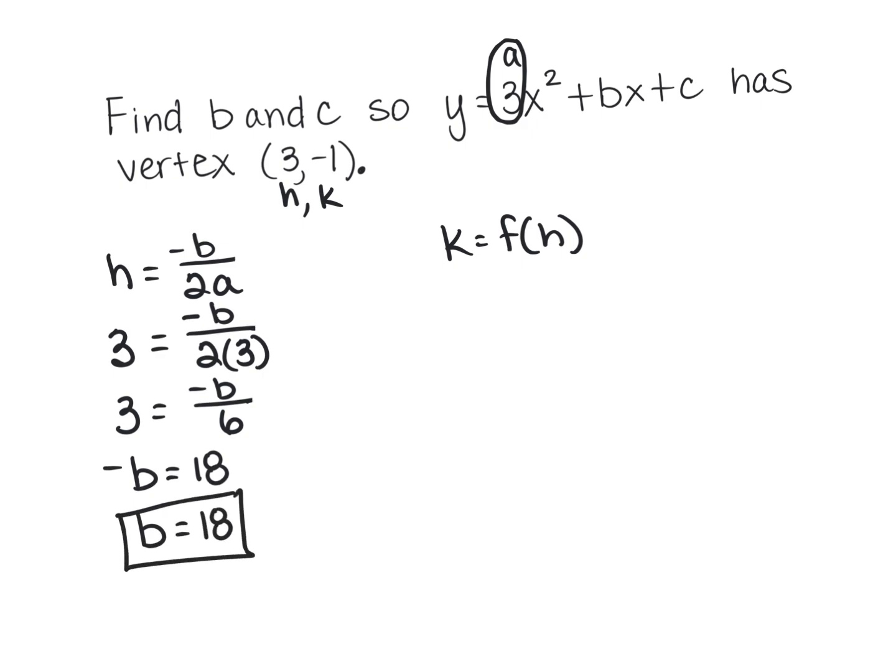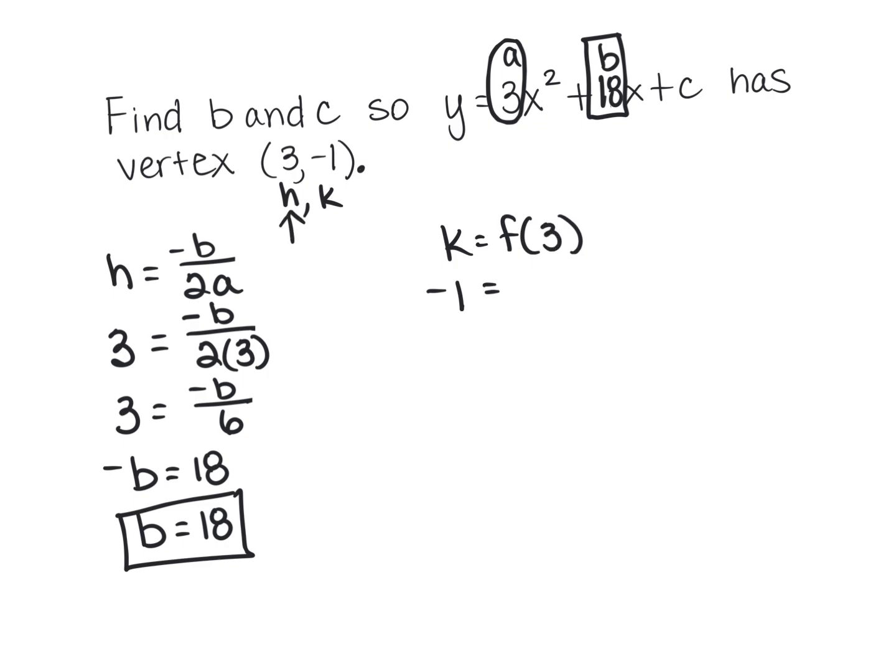Now, if I know that b is 18, then I can plug it in right here. B is 18. Plug that in there. That's what b is. We just found that one. All right. And now I need to go find, using k, I have to go find c. So my k value is -1. And then I'm doing f of h. Well, I know that h is the number 3. H is 3 from right here.